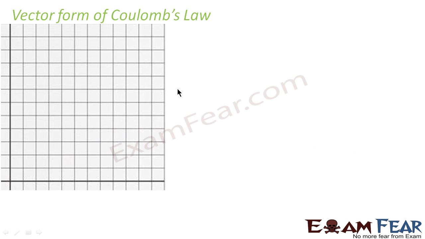Now let us suppose that I have two charges. Since I am going to talk about the vector form, let us consider everything graphically. That will help you to understand it easily. Let us suppose I have two charges, say Q1 and Q2. Let us suppose this is Q1 and this is Q2. So these are the two charges. Let me denote this point as A and this point as B.